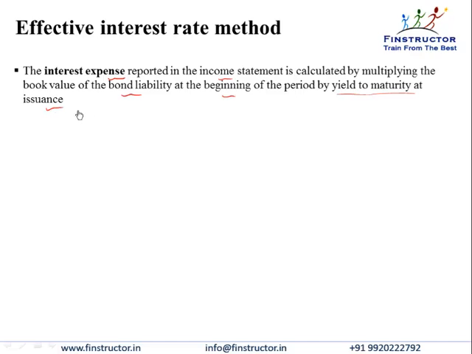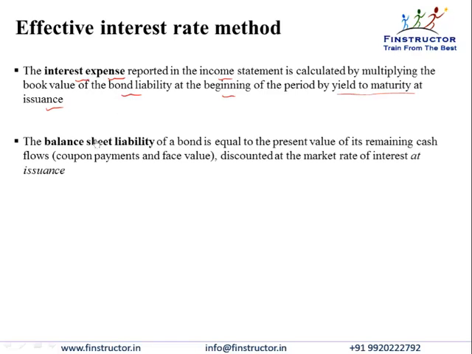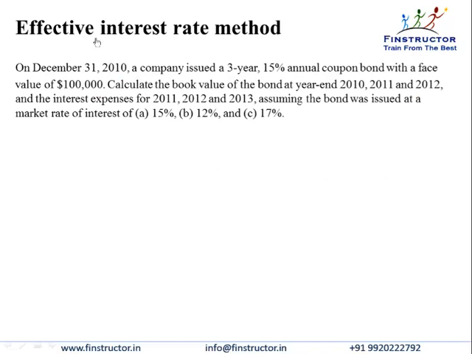So the coupon payment, that is the cash payment, may differ from the interest expense, as we will explain with an example. Correspondingly, the balance sheet liability of a bond is simply the present value of all remaining cash flows discounted back at the yield at issuance or the market rate of interest at issuance or the effective rate of interest at issuance. So let's understand the effective interest rate method with an example.